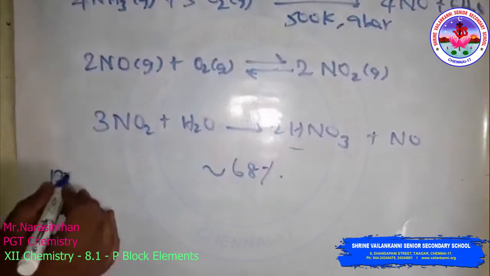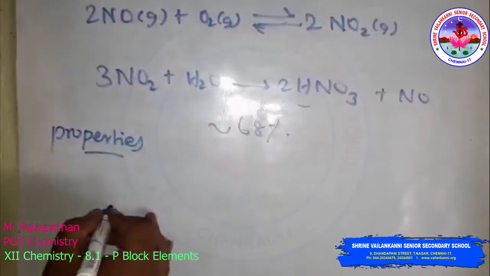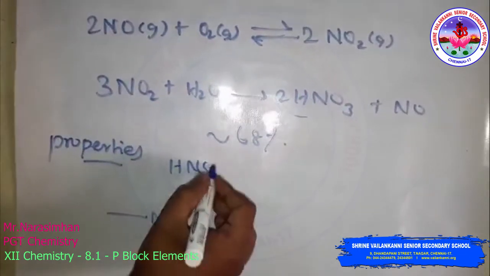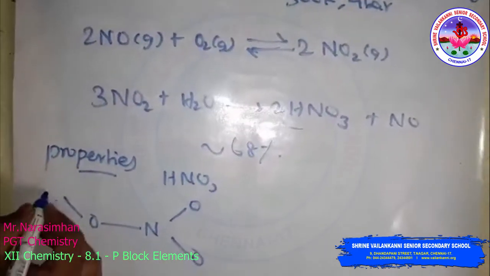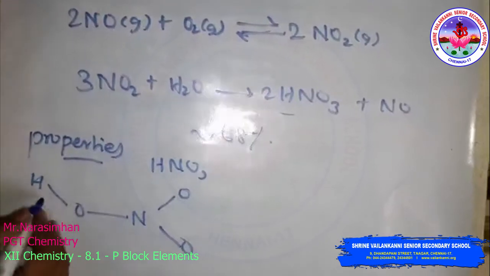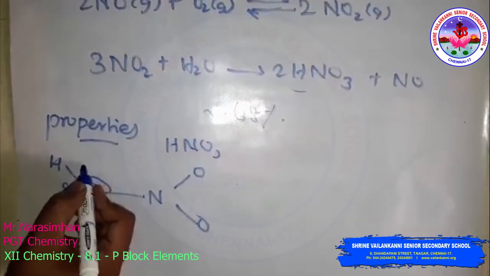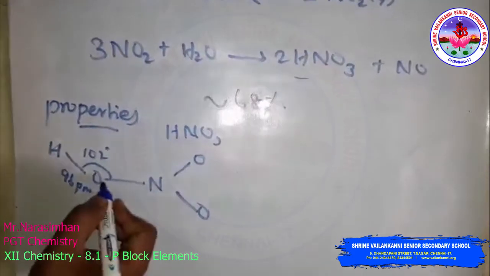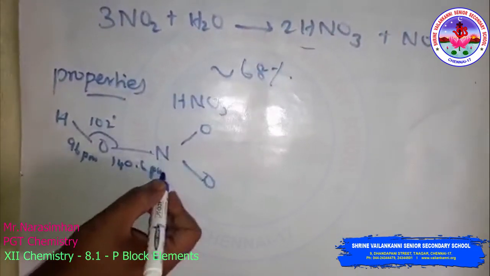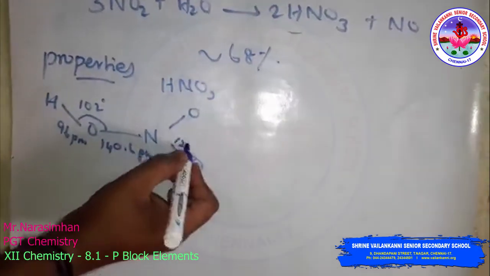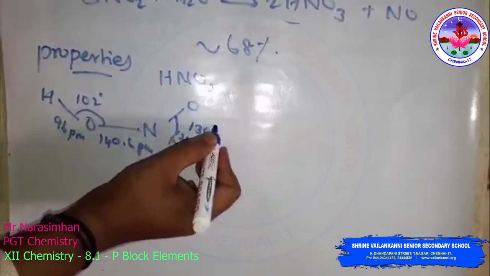Then the properties of nitric acid, mainly the structure of nitric acid, HNO3, with nitrogen, oxygen and hydrogen. Here the OH bond length is 96 picometer and the bond angle is 102 degrees. The nitrogen-oxygen bond length is 140.6 picometer and the other nitrogen-oxygen bond is 121 picometer. This bond angle is 130 degrees.